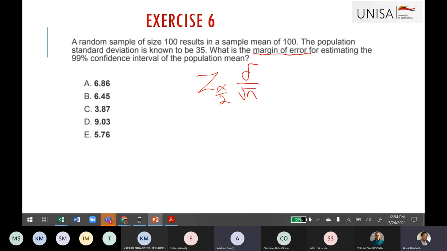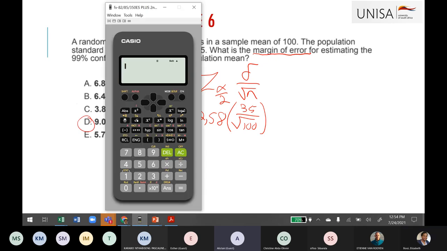Done. Are you done? What is your critical value? Critical value is 2.58. 2.58 times your standard deviation, 35 divided by the square root of 100. That gives you 9.03.